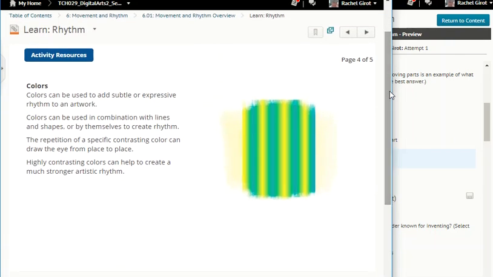Colors can be used to add subtle or expressive rhythm to an artwork. Colors can be used in combination with lines and shapes or by themselves to create rhythm. The repetition of a specific contrasting color can draw the eye from place to place. Highly contrasting colors can help to create a much stronger artistic rhythm.